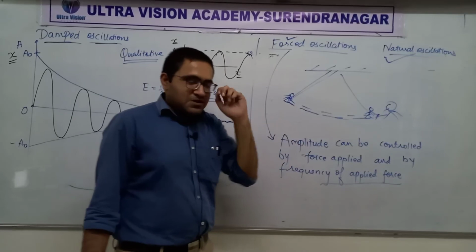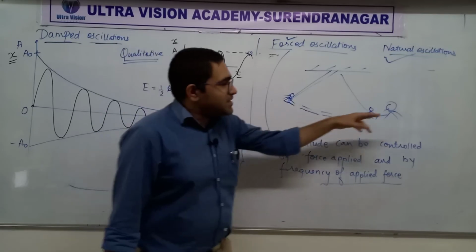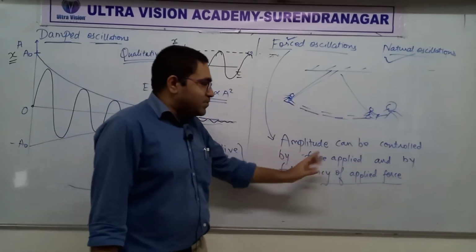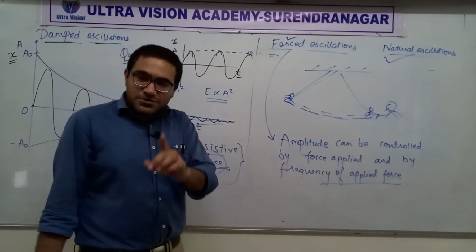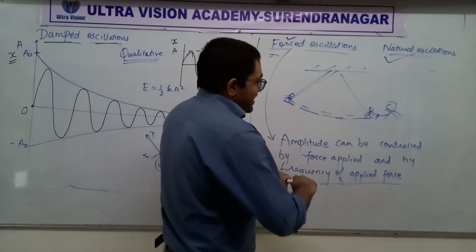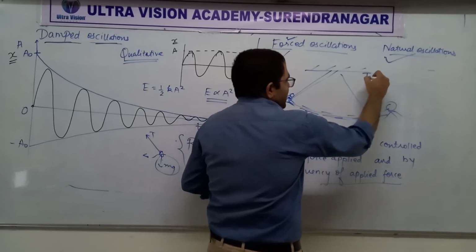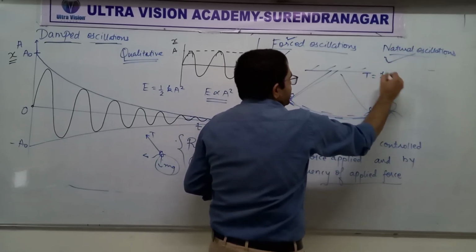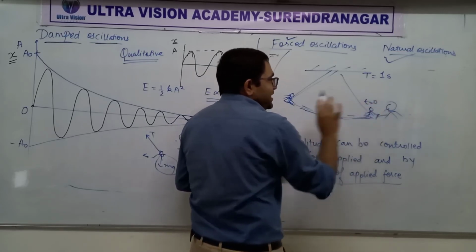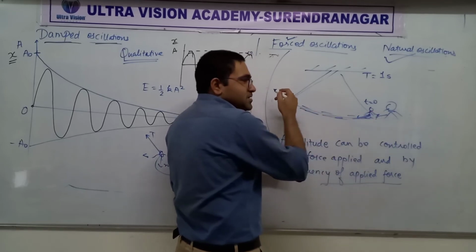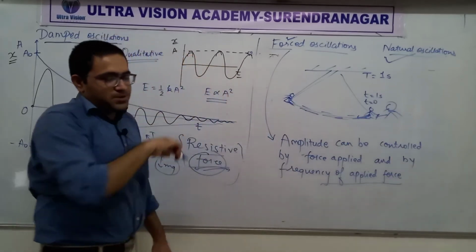You know, Ankita, you will understand this better once we discuss this sentence as well. Amplitude of this oscillation can be controlled by the force applied and also by the frequency of the force. What do I mean? Listen to this very carefully. Every time this swing comes here, let's say this swing has a time period of 1 second. So here it was at t equal to 0. Suppose it starts moving from here. After 1 second it will come back here. Yes or no?